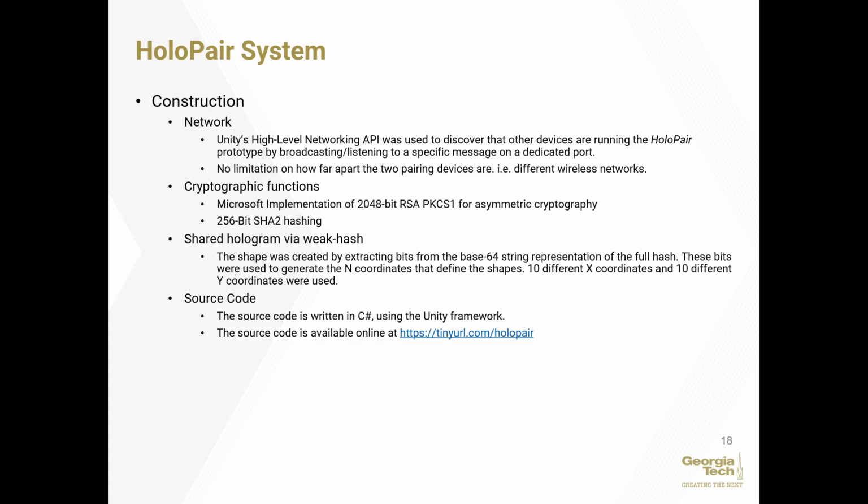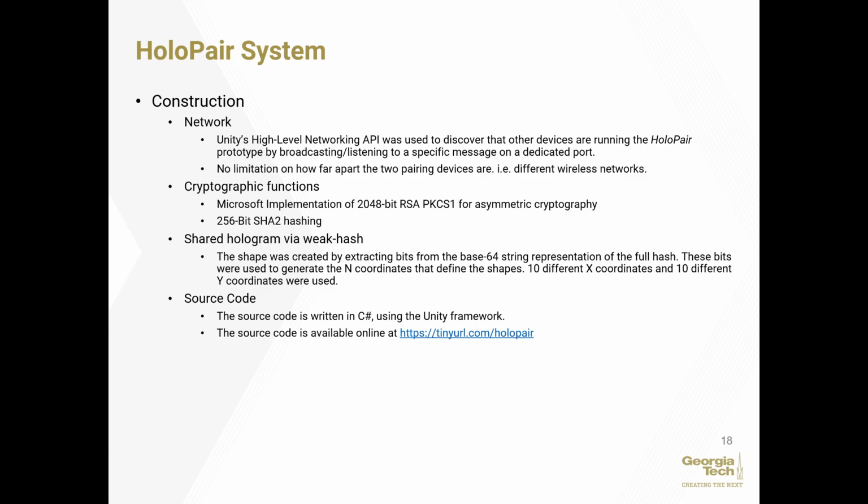Now let's talk about the construction of the HoloPair system. The four parts I would like to discuss are the network, the cryptographic functions, the shared hologram via weak hash, and the source code. The HoloPair system is constructed using Unity's high-level networking API, and that is used to discover that other devices are running the HoloPair prototype by broadcasting/listening to a specific message on a dedicated port. There is also no limitation on how far apart the two pairing devices are, i.e., you can connect through potentially different wireless networks.